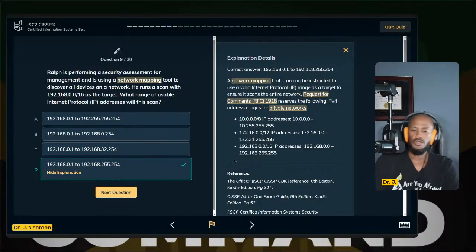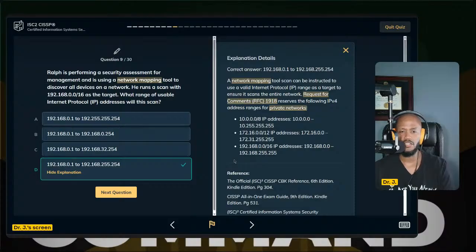A network mapping tool scan can be instructed to use a valid internet protocol range as a target to ensure it scans the entire network. Request for Comments 1918 reserves the following IPv4 addresses for private networks. So the one we just went over, the last one, is 192.168.0.0/16, so you've got 0 through 255.255.